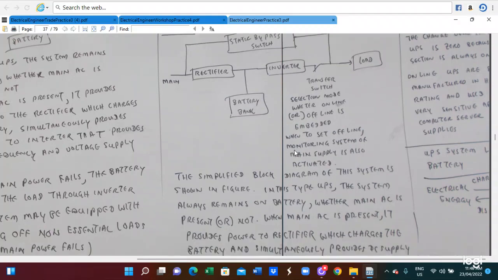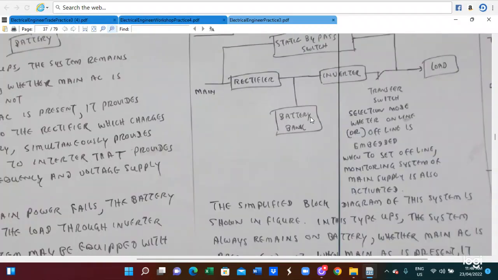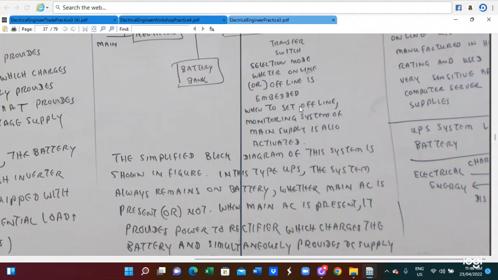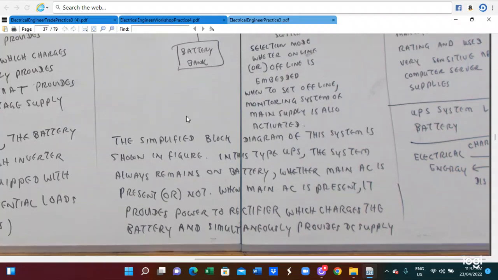When set to offline, the system monitors the main power supply. When the main supply is off, the transfer switch turns on. The simplified block diagram of this system is shown in the figure. In this type of UPS, the system always remains on the battery whether main AC is present or not. When the main AC is present, it provides power to the rectifier, which charges the battery, and simultaneously provides the DC supply.